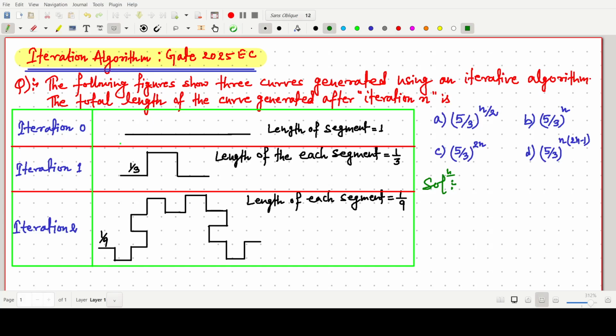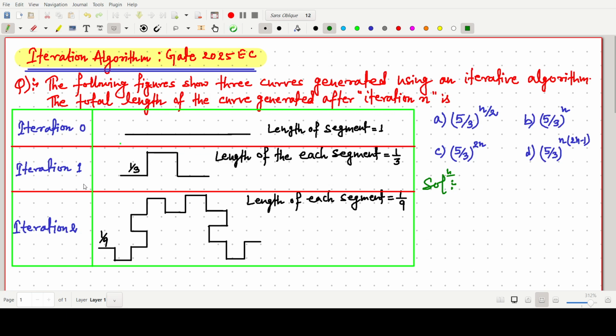Welcome everyone. In this video lecture, we will solve a GATE 2025 easy question which is based on iterative algorithm. The question is the following: the figure shows three curves, one, two, three, generated using an iterative algorithm. The total length of the curve generated after iteration n.